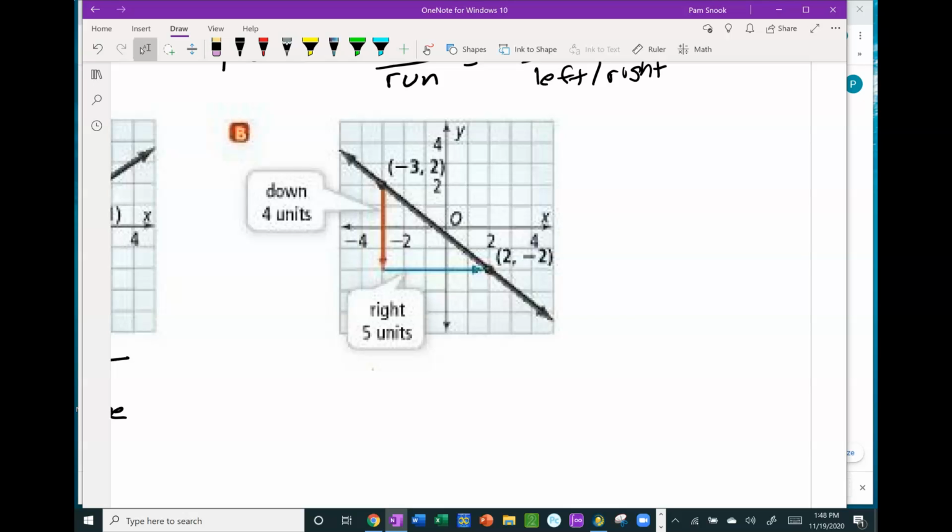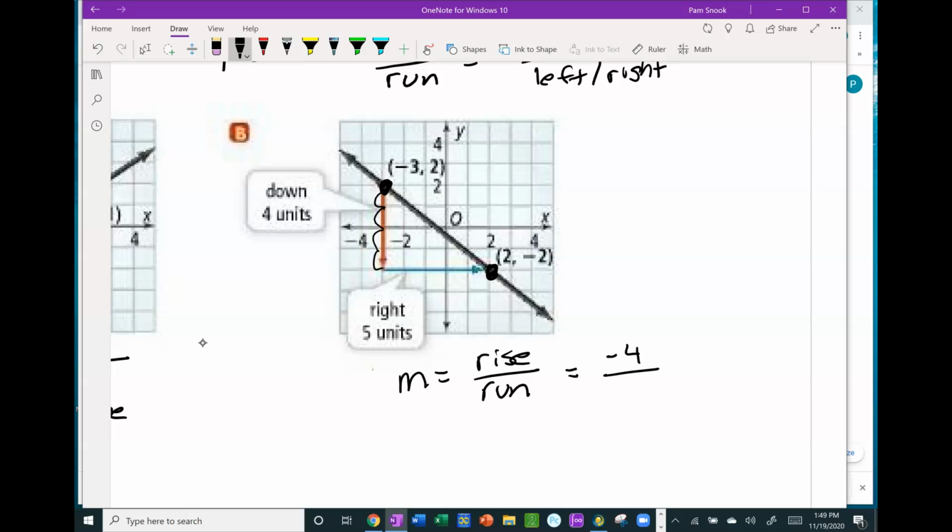This time, when we do slope, which equals rise over run, starting at our first point, which is -3, 2, and ending at our second point, 2, -2, my rise is actually going down 4 units. I can count down 4 boxes: 1, 2, 3, 4. Because it's going down, that's going to be a negative. So -4 is our rise.